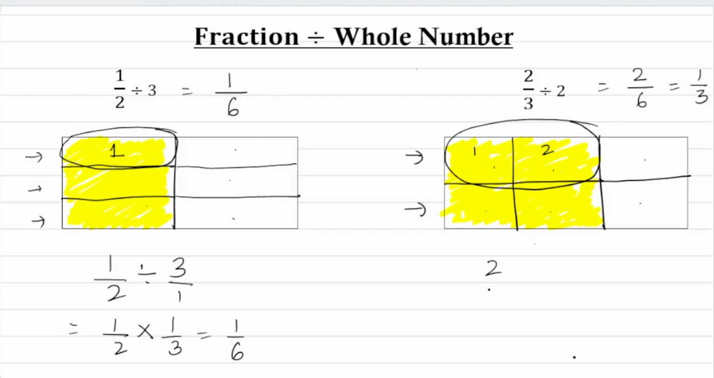Let's verify it with the keep, change, flip rule. 2/3 divided by 2 is the same as 2/3 multiplied by, what is the denominator of 2? 1. So 1/2. So I get 2 over 6. See, our answer is the same, and 2 sixths is 1/3.